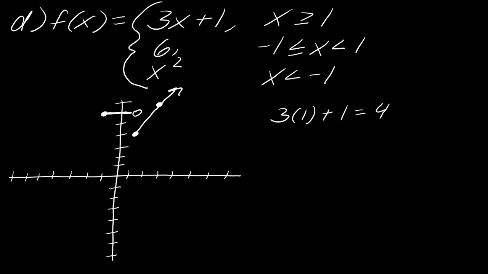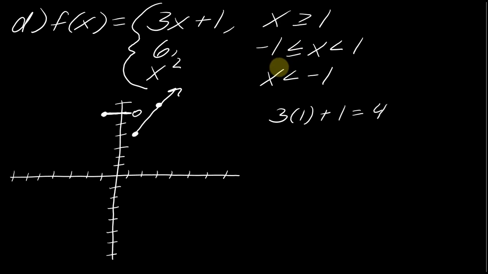Okay, and for the last function, now I need to know what's happening at -1. So let's see, I'll clear this out. So I'm just going to plug in -1 into x squared. -1 goes into x squared, that just equals 1. So I'll mark that point. That's going to be an open circle, right? So -1, 1, open circle.